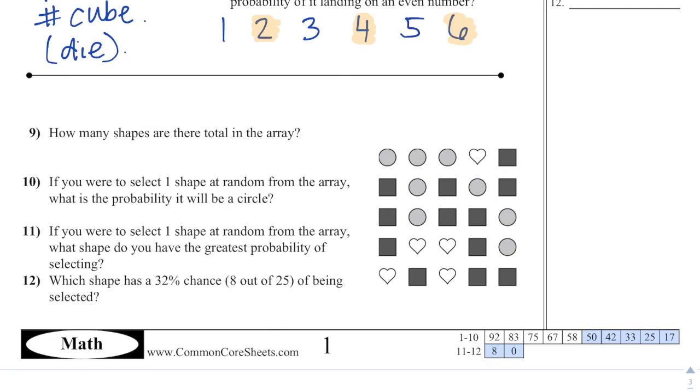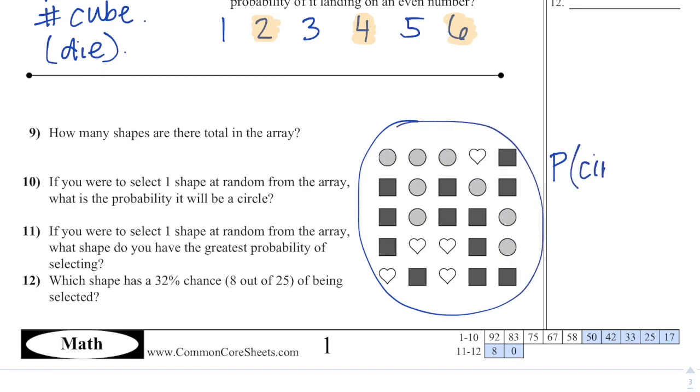If you were to select one shape at random from the array, what's the probability that it'll be a circle? So what we want to do is figure out the number of times that we see a circle among this entire array. The probability of choosing a circle is going to be out of total. It's 5 by 5, which makes it 25 shapes. And counting the circles: 1, 2, 3, 4, 5, 6, 7, 8. It looks like 8 shapes among the 25 are circles.